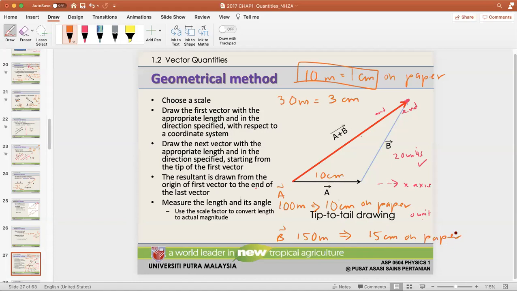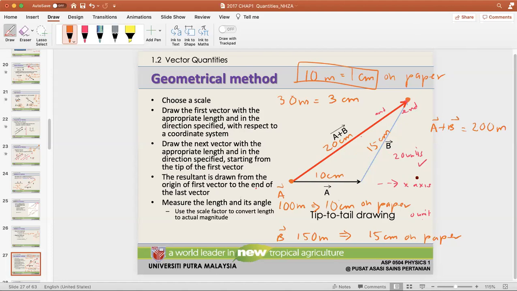You don't have to write the "on paper". I'm just writing this so that you don't get confused. So this guy, I'm going to draw 15 here. Okay. So the resultant force is from the origin to the end. And when I draw this line, the length is 20 centimeter on paper, which means that the resultant force A plus B, the actual value, is 200 meter.